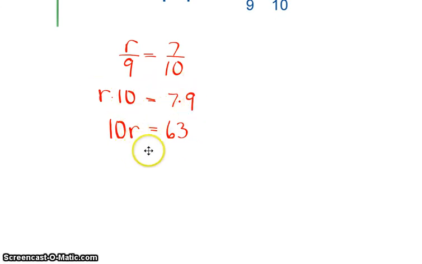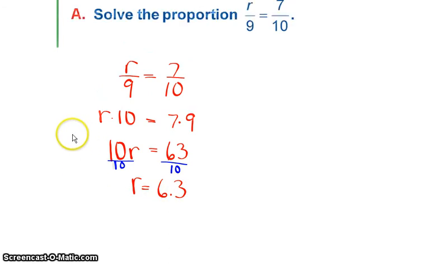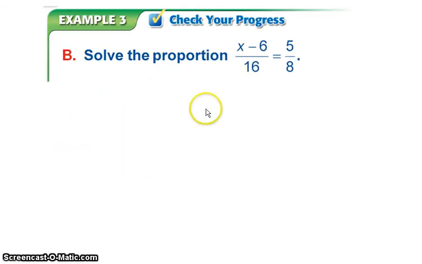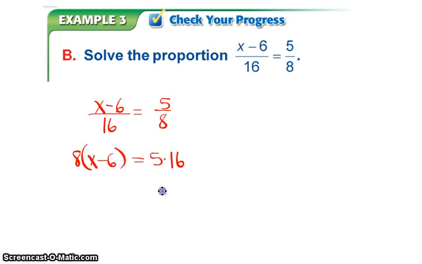So to get r by itself, we have a one-step equation. We're going to divide both sides by 10. And when you take 63 divided by 10, you get 6.3. Okay. Now let's look at the next one. This one was like the example B and example 3. Okay, let's use our cross products.